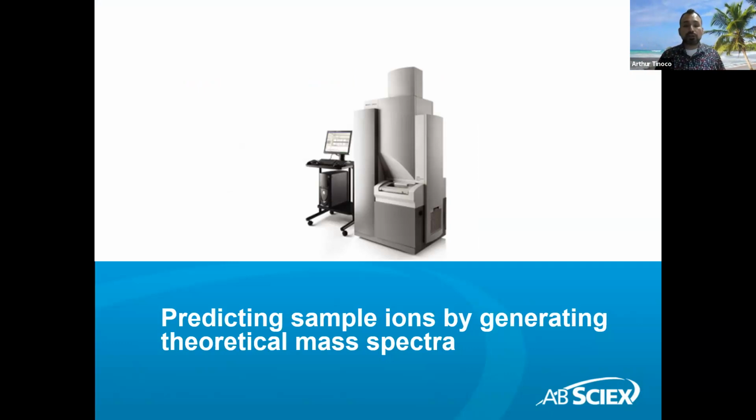So now what we're going to talk about is the brain work that you need to do, because again, don't just bring a sample and go to the instrument. You need to take the time to think about your sample and what to expect to see. Predicting sample ions by generating theoretical mass spectra is critical to effectively use your time at the instrument, and to finish your analysis in that instrument time.